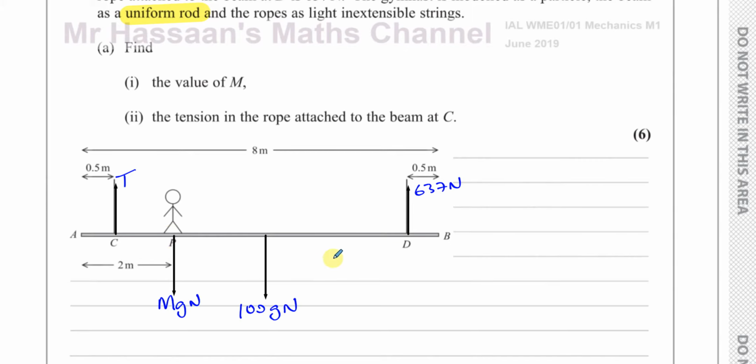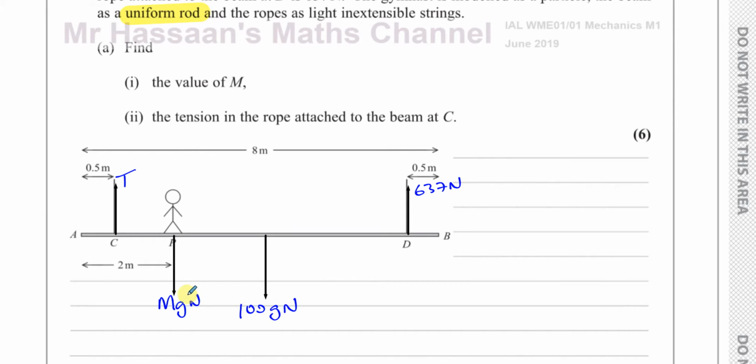Now we're going to try to find the value of M and the value of T. There are two unknowns here. For example, if I decided to take moments about A, I would end up with two things I don't know. You'd have 0.5 times T and 2 times mg, and there'll be two things that we don't know. So that will make life a bit more difficult.